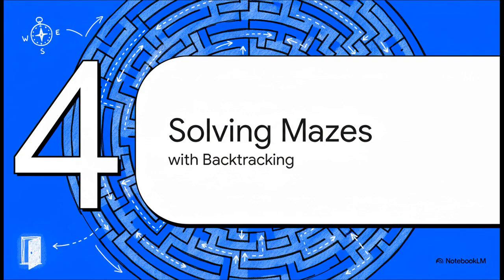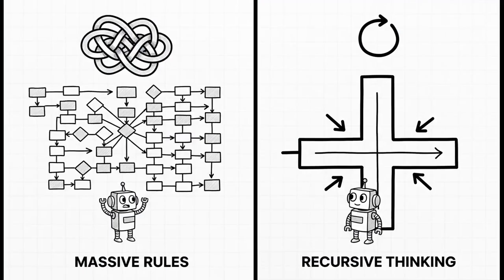Okay, so summing numbers is cool, but that's really just scratching the surface. Where recursion really shines is in problems that feel way more complicated, like, say, finding your way out of a maze. Seriously, think about it. How would you program a robot to solve a complex maze? You could try to write this massive, insane set of rules for every possible turn and dead end, but what a nightmare. Or you could think recursively.